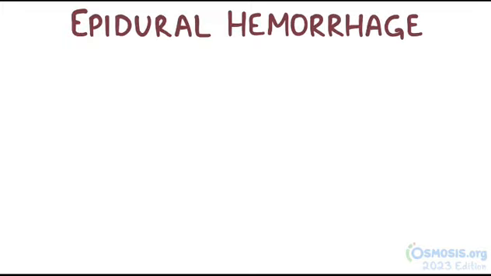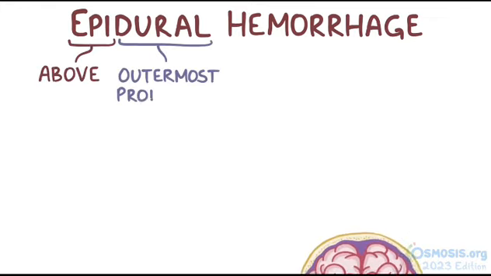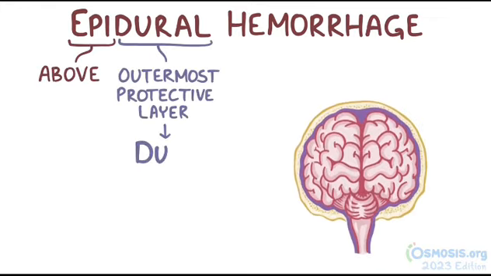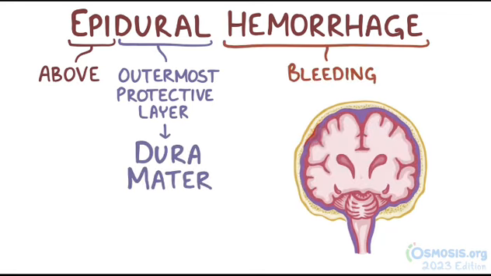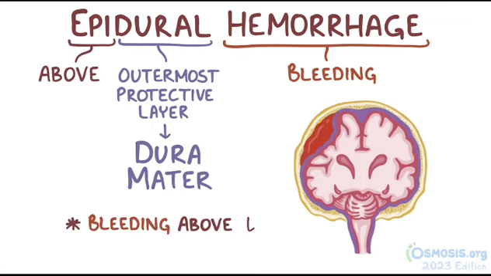Epidural hemorrhage can be broken down. Epi means above. Dural refers to the outermost protective layer of the brain, which is called the dura mater, and hemorrhage refers to bleeding. So an epidural hemorrhage is when there's bleeding above the dura mater.